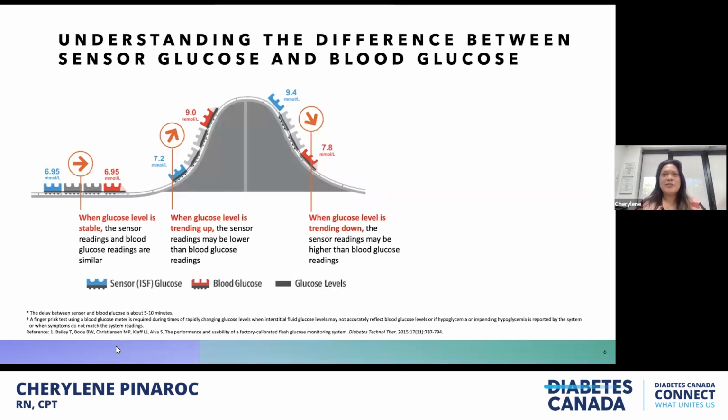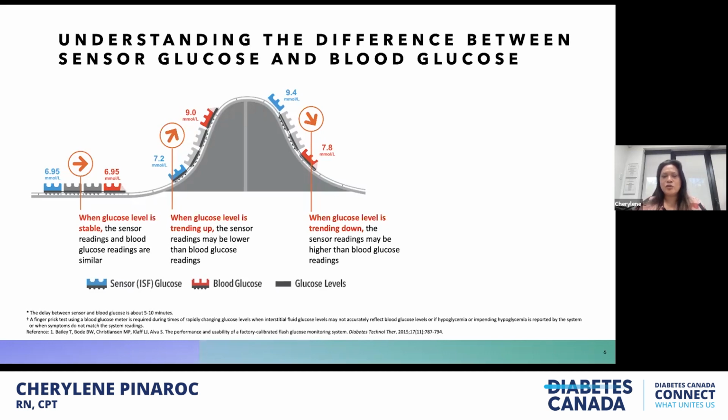Talking about the differences between sensor glucose and blood glucose is very important, because usually my patients come back to me and say, oh, the sensor is not very accurate because it doesn't read the same thing as my blood sugar when I test on my meter. It's very important to realize that there is always going to be a difference between a sensor glucose and a blood glucose, especially at different periods of the day, or when you're exercising or eating high-fat foods, and you'll see a big difference. Usually when the sensor is stable, your sensor readings and blood glucose readings are similar.